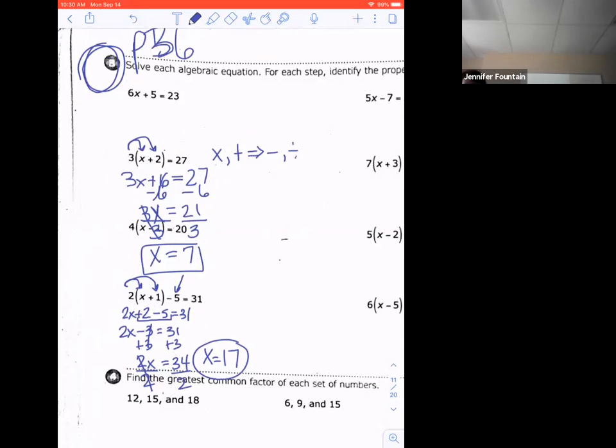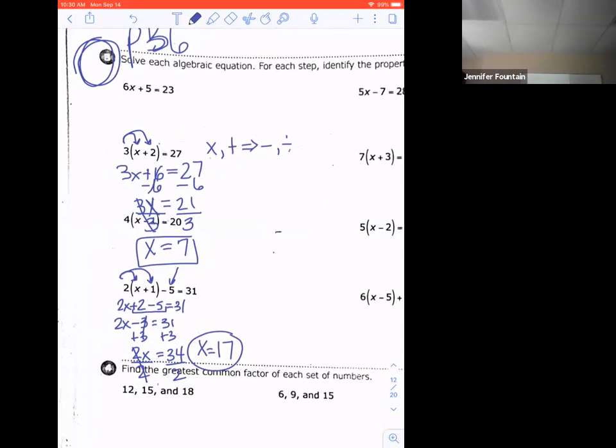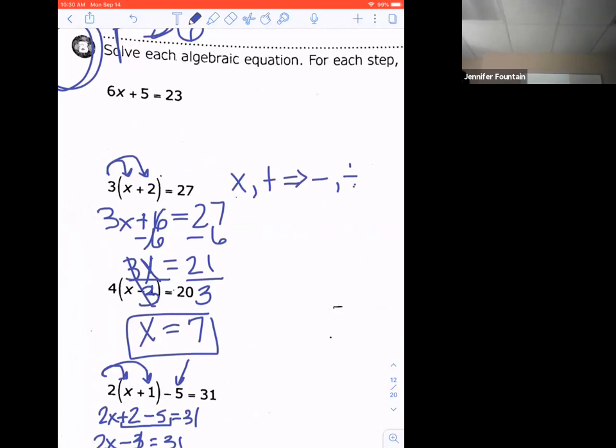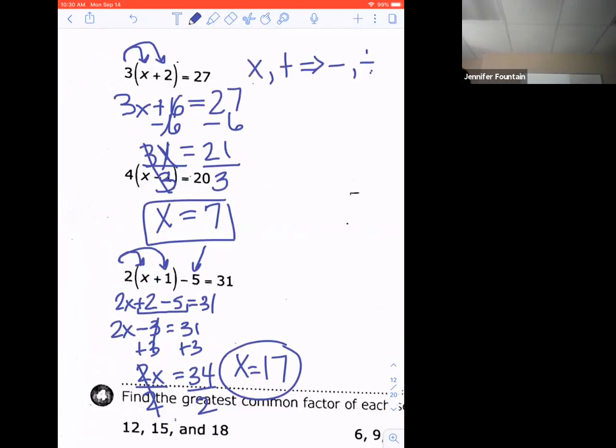Okay, so for the first one, we said 6x plus 5 is 23. We solved that one and x is equal to 3. To solve that one, we had to subtract 5 and then divide by 3. Below it, it looks like we did this one together in class. We did use the distributive property. We ended up with 3x plus 6 equals 27. We had to subtract 6 from each side and then divide by 3.